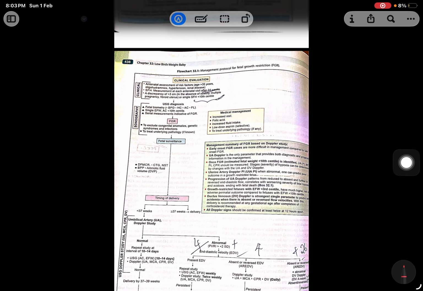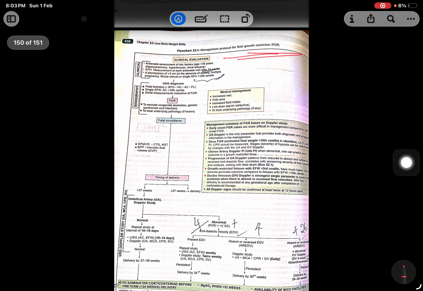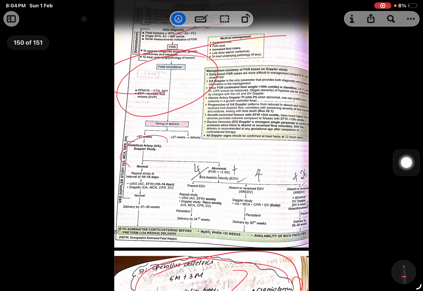Then this is the management protocol for fetal growth restriction. What you do is confirm and check the fetal status. Then do an umbilical artery study. If it's normal, deliver by 37 weeks.